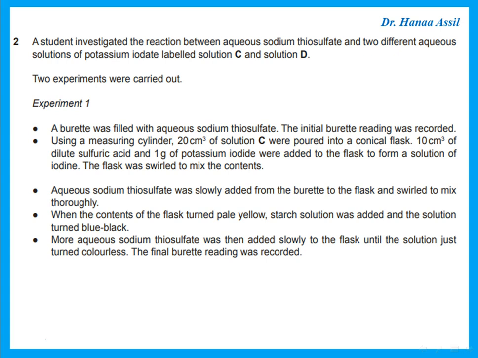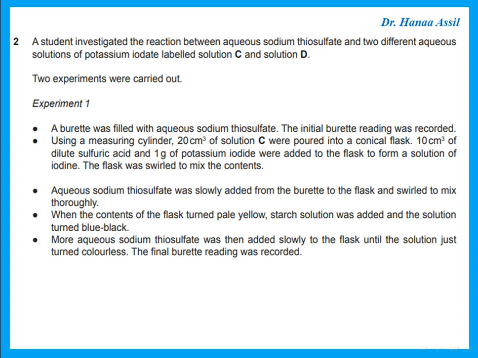In experiment 1, a burette was filled with aqueous sodium thiosulfate. So the sodium thiosulfate is in the burette. The initial burette reading was recorded. Using a measuring cylinder, he added 20 centimeter cubed of solution C into a conical flask. 10 centimeter cubed of dilute sulfuric acid, 1 gram of potassium iodide were also added to the flask to form a solution of iodine. So we're starting with iodine. The flask was swirled to mix the contents.